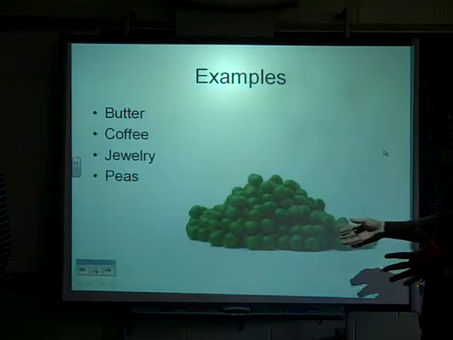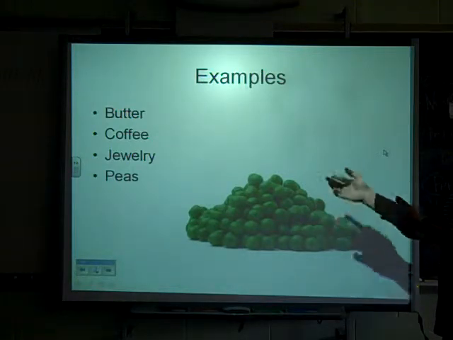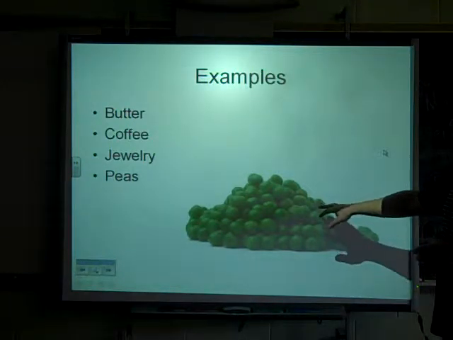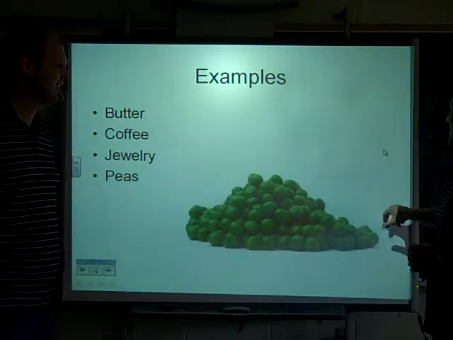Some examples of things that have elastic demand curves are butter, coffee, jewelry, and peas, particularly easy peas. I heard easy peas are the most delicious. Easy kind of peas are delicious.